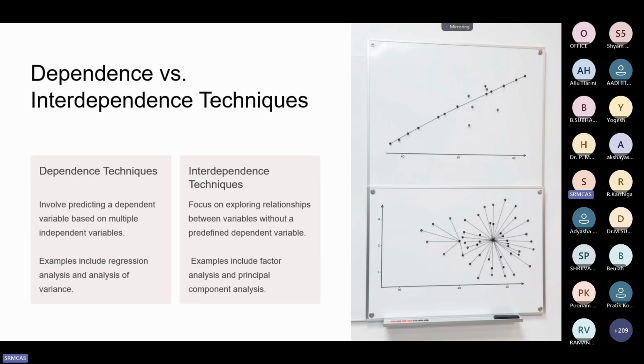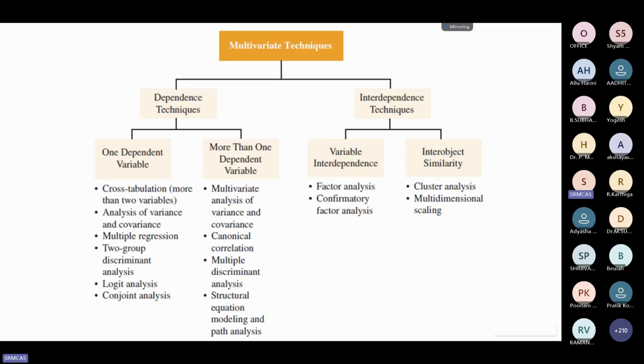Here, the variance and covariance of the different variables are taken to develop new kinds of factors or variables which represent the different kinds of trends. Okay. So under multivariate techniques, we have different kinds of analysis. As I told you in the previous slides, there are dependent techniques and interdependent techniques.